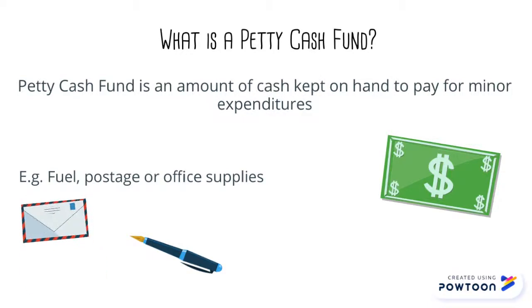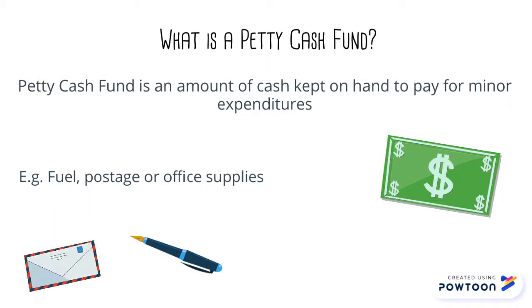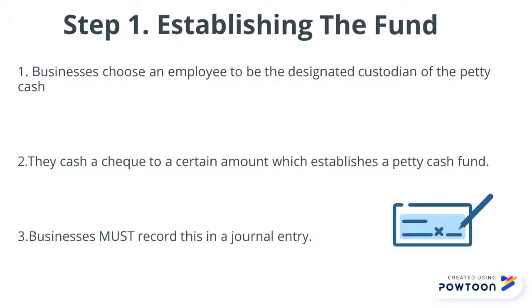Now that we know what a petty cash fund is, let's take a look at the process. Step 1. Establishing the fund. Businesses choose an employee to be the designated custodian of the petty cash, who then cashes a check for a certain amount, which establishes a petty cash fund. The business must record this in a journal entry.